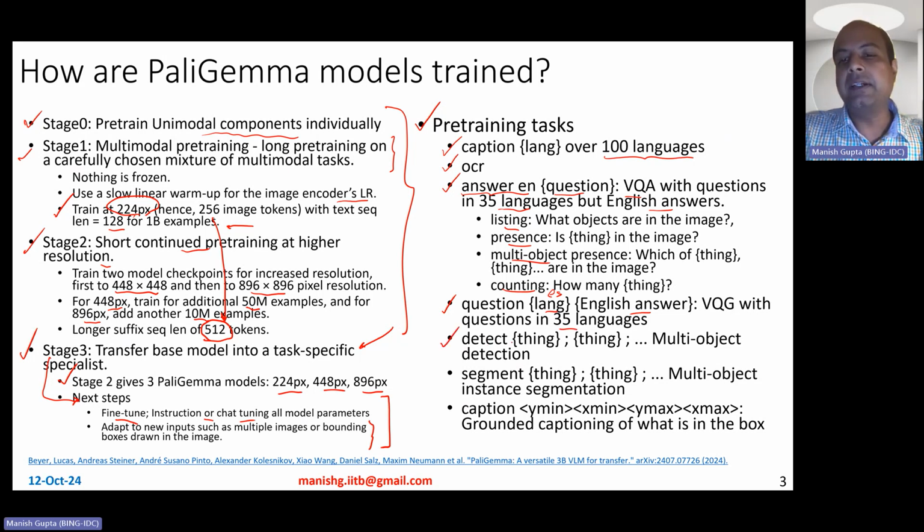So you can basically say detect, and you can give it a whole bunch of objects you want to get detected, and the output is just coordinates for that. XYWH coordinates for the boxes. Multi-object instance segmentation. So you expect the model to be able to do segmentation by telling it what you want as a segment. And then captioning tasks. So essentially you can give it a rectangle using its coordinates, x min, y min, x max, y max. And then you can ask it to come up with a grounded caption generation, okay, of whatever is there in the box.